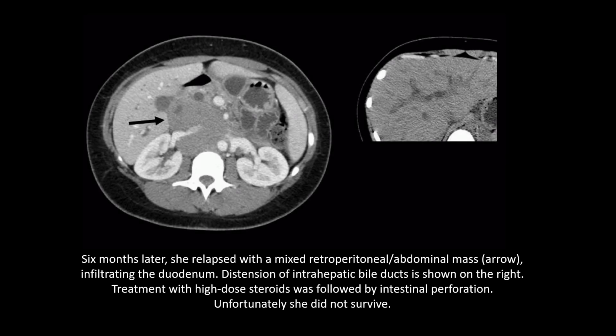Six months later, she relapsed with a mixed retroperitoneal abdominal mass infiltrating the duodenum. Distension of intrahepatic bile ducts is shown on the right. Treatment with high-dose steroid was followed by intestinal perforation and sepsis. Unfortunately, she did not survive.